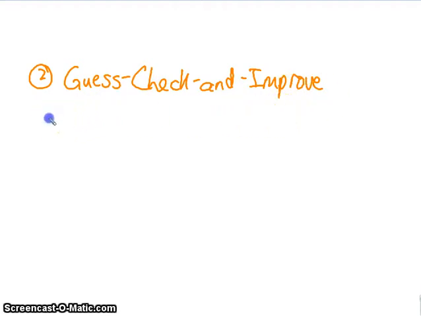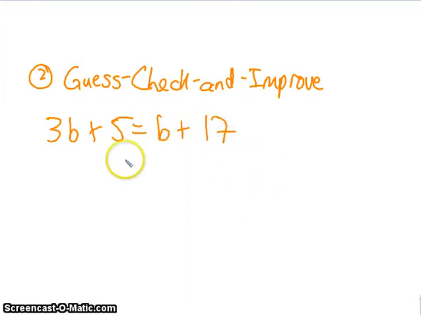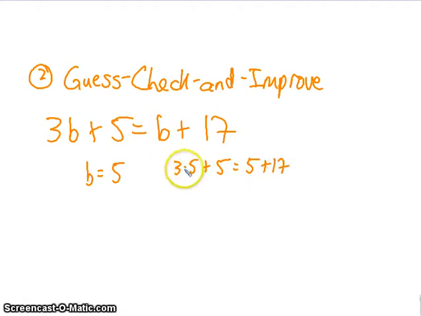Okay? So if we're looking at this question right here, we're going to look at the two sides and say, okay, whatever I get here has to be equal to whatever I get here. All right? So I'm going to pick a number for B. Let's say B is equal to 5. Okay? So I'm going to plug it in. 3 times 5 plus 5 equals 5 plus 17. Okay, so 3 times 5 is 15. I've got 20 equals 22. Oh, I'm close, but that's not right.